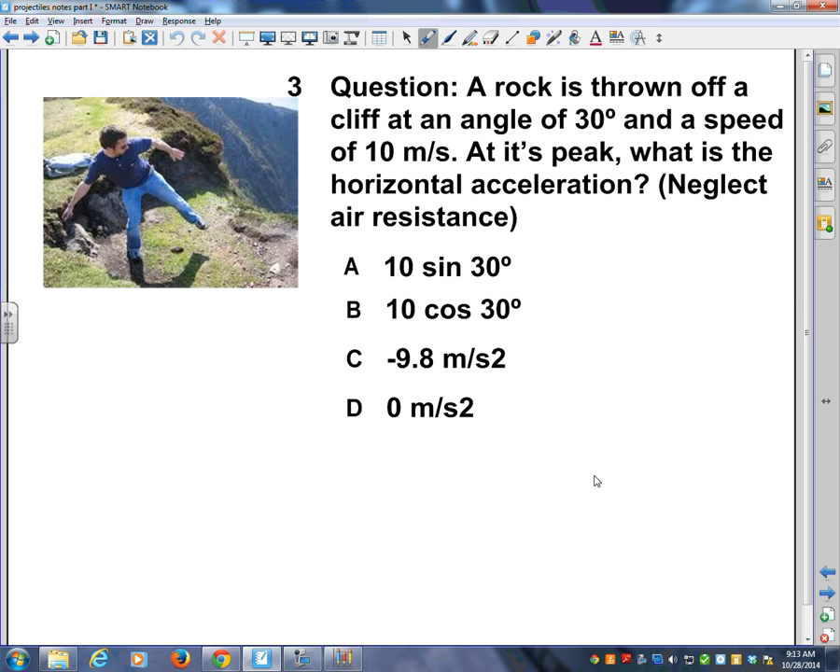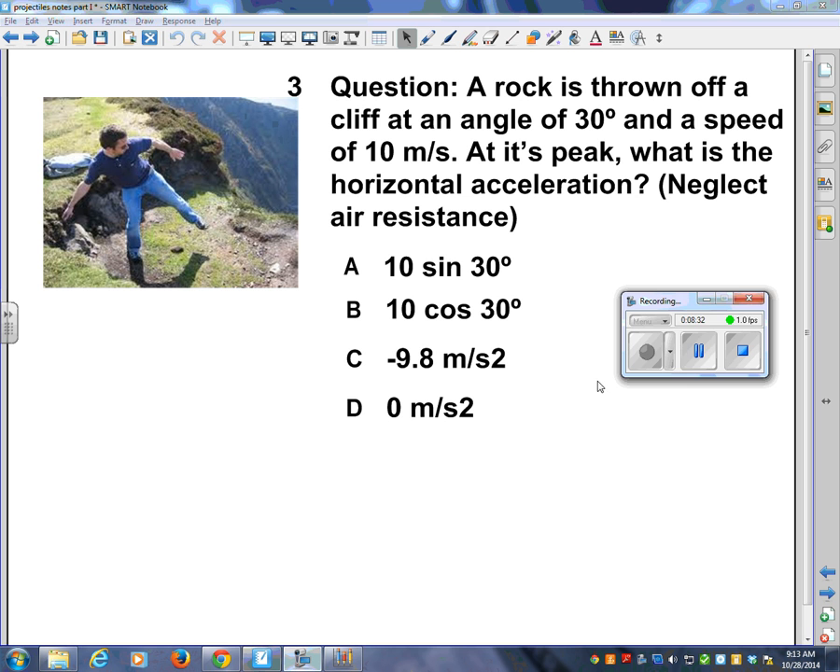What is the horizontal acceleration? It doesn't speed up or slow down. Horizontal acceleration is 0. Have I asked you that question more than once in the last 2 or 3 days? Yes. Any ideas on how many more times I'm going to ask it? 3 more. Until I get 100% yes, I get it. So I don't know how many times.